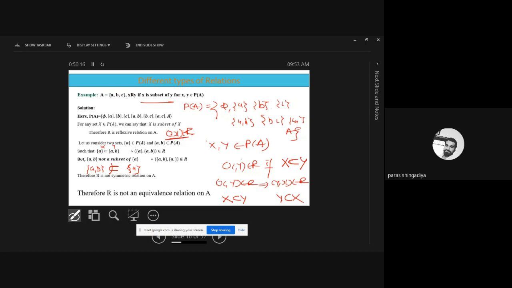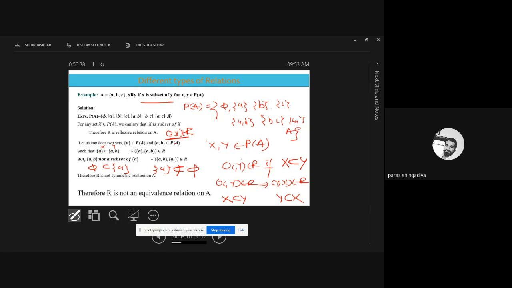BC भी ले सकते हो, ठीक है, AB भी ले सकते हो. You can consider any such pair and you can verify. ठीक है, we can also take 5 and A. ठीक है, you can take 5 is a subset of A. ठीक है, that is true, but the reverse is not true. Clear? A is not a subset of 5.